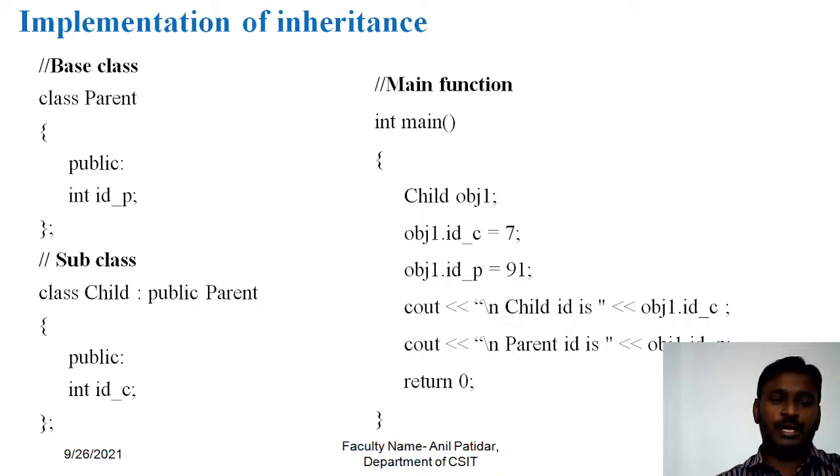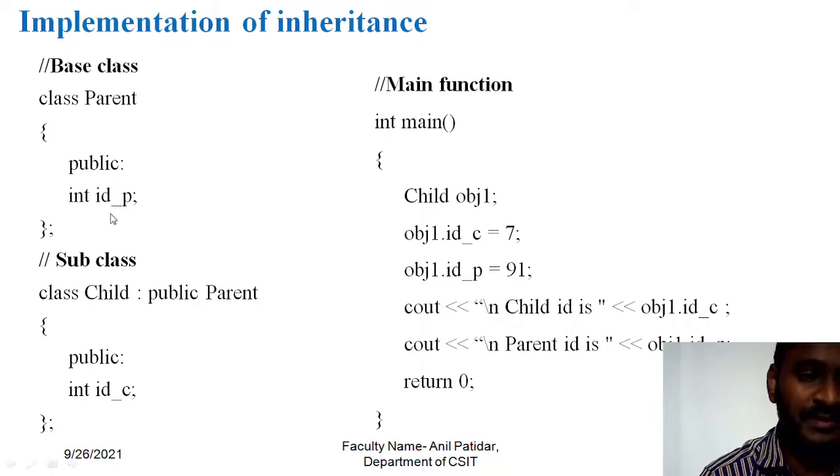Okay, so here we are having two classes, one is parent and second one is child. Parent is the base class and child is the subclass. Here in the parent class we are having a data member named id_p of integer type, and it is declared in the public section of the class.